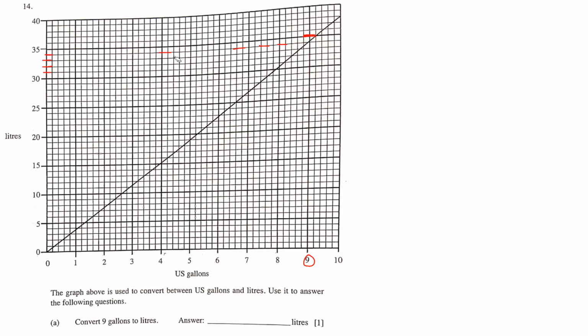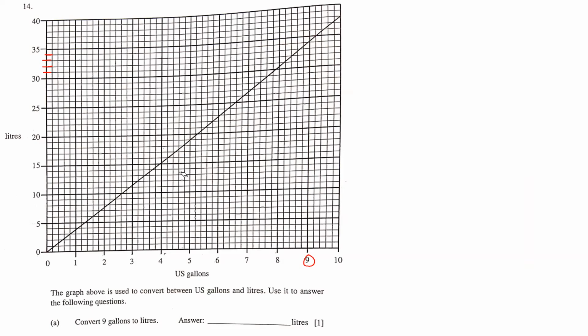Now, if you want to verify, of course, you could look at the graph and estimate. But if you want to make sure your answer is precise, that you know for sure that 34.2 is the answer, one way is to make an equation, because this is a linear graph. You can make an equation and substitute 9 into that linear function. Whatever it gives you is the exact answer. And so let's do that.